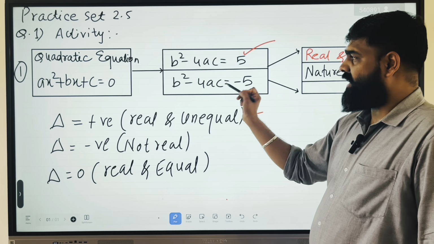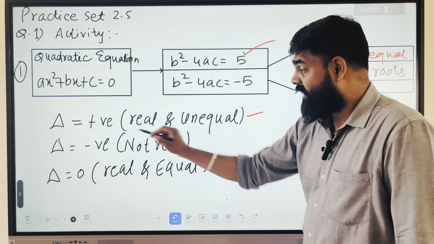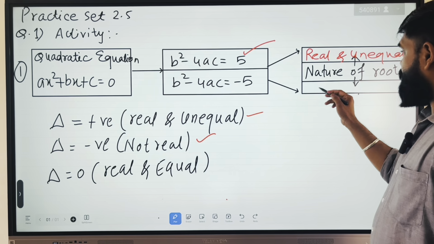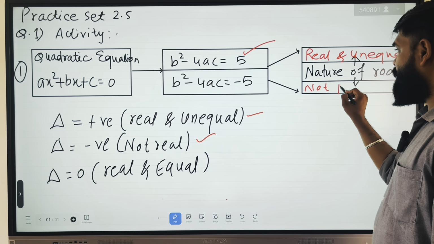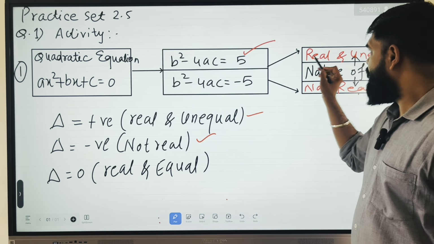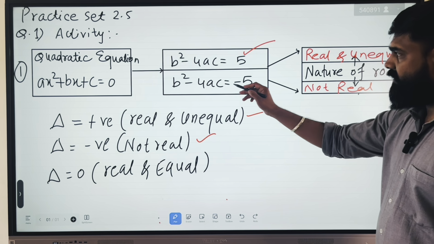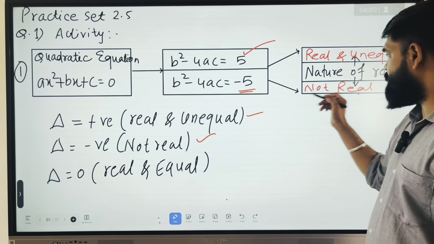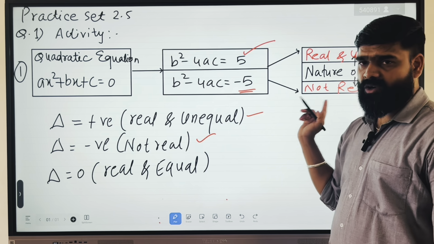And b square minus 4ac is equal to minus 5. So our value is negative here. So the correct answer for this is not real. So we have these two cases: real and unequal, and this negative value, where the root is not real.